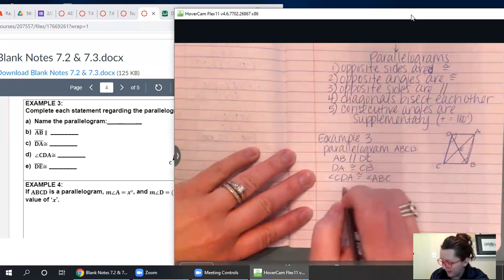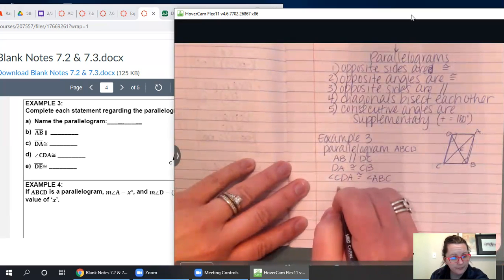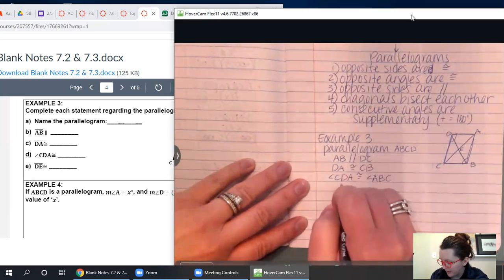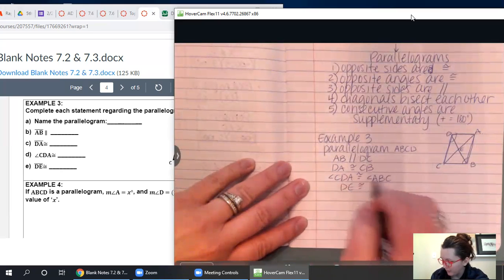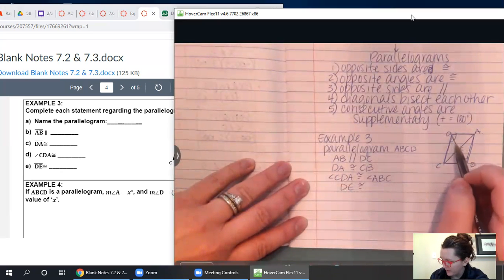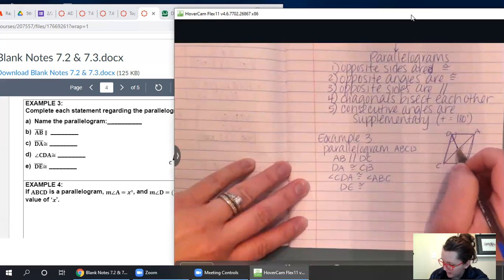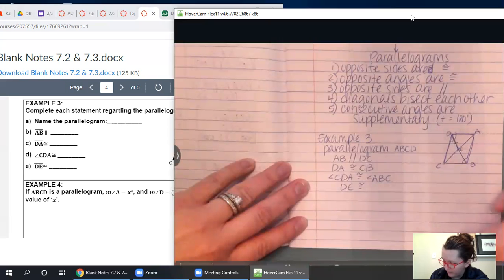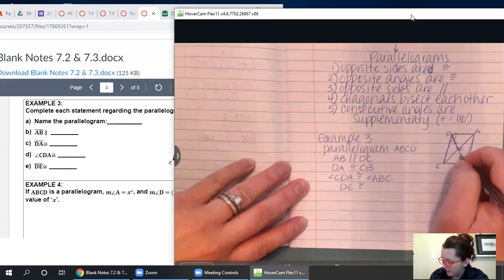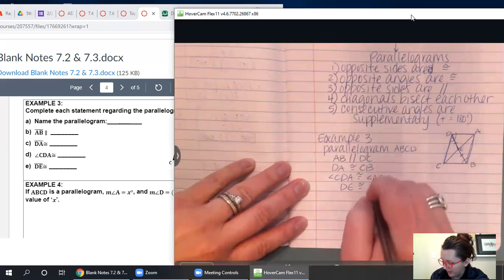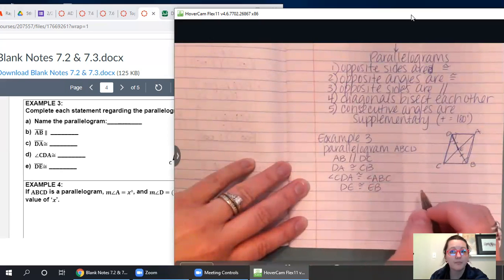And then lastly, letter E, side DE is congruent. So we have DE, that's our diagonal, but it's only half of our diagonal because we know that the diagonal gets cut in half by the other one. So it's going to be congruent to this other side of the diagonal, EB.